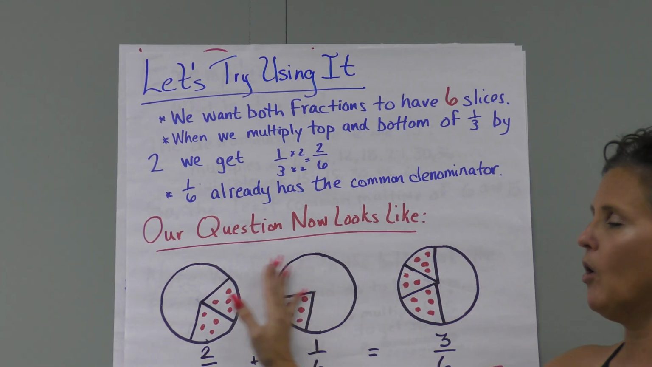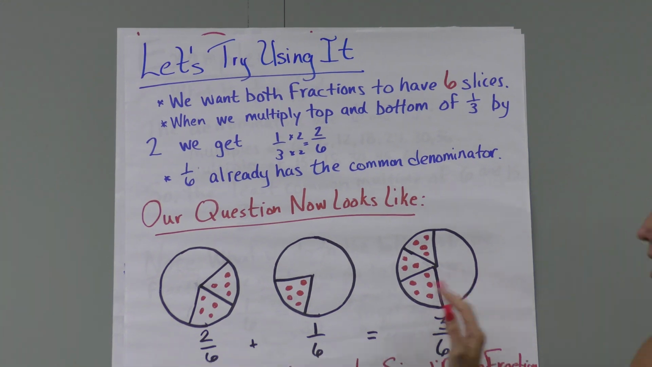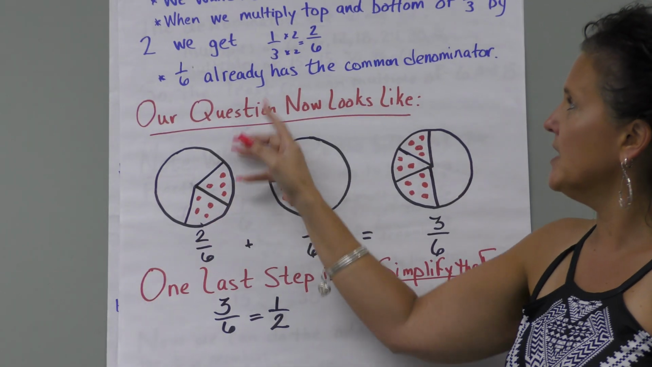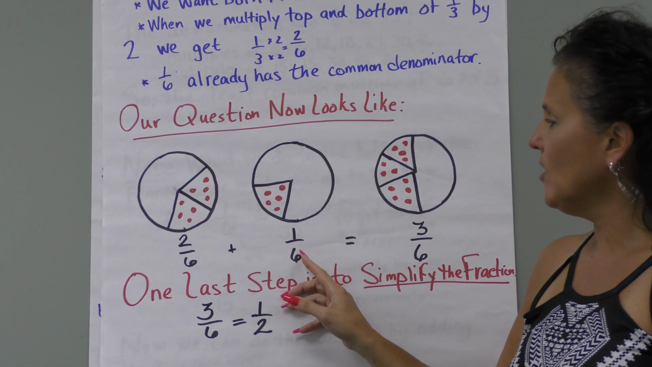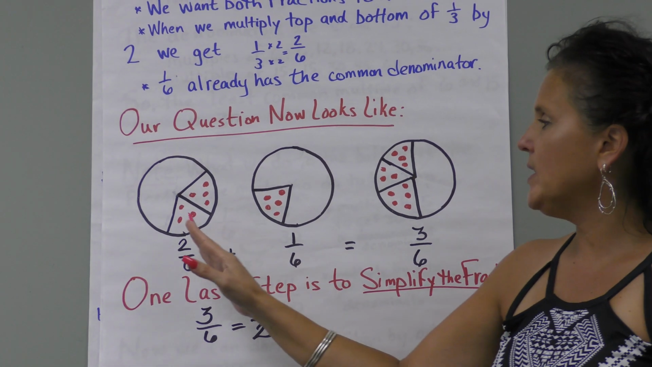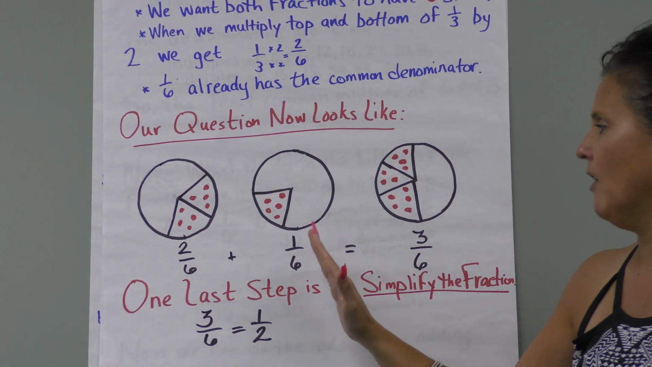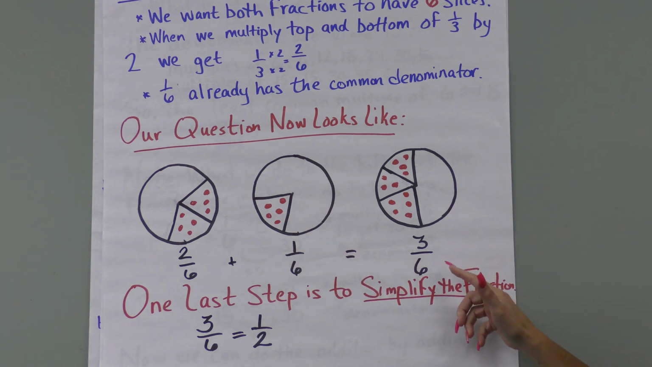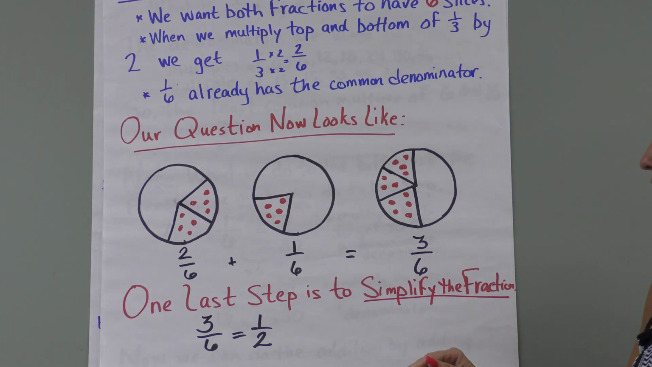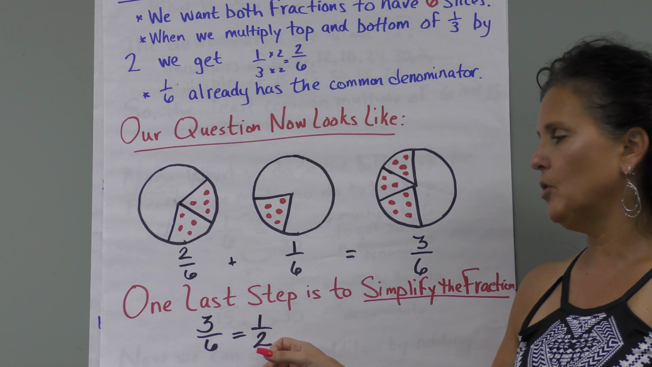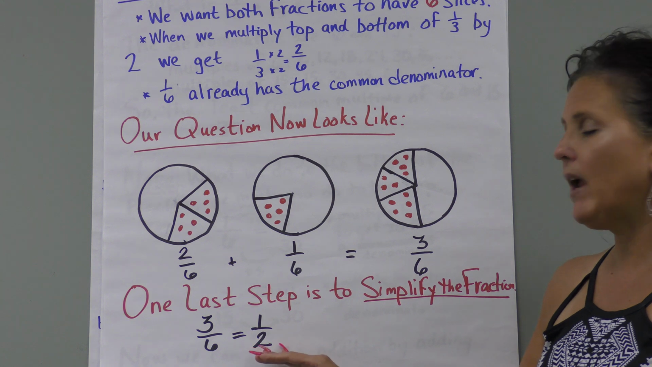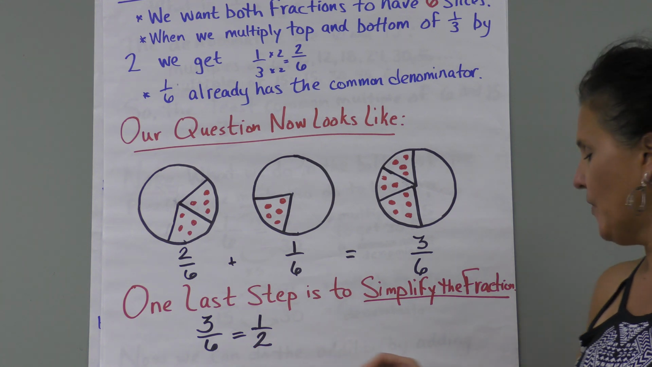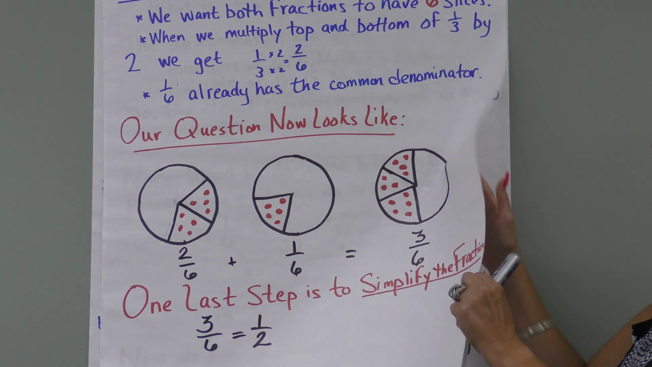So let's look at the problem that we started with. Now we've changed 1/3 to 2/6. We still have 1/6 here. So if we take our 2/6 of a pizza here and add it to our 1/6 of a pizza here, we get 3/6. The last step we have to do is to simplify our fraction. 3/6 can be reduced to 1/2. Now we have the correct answer for that problem using the least common denominator.